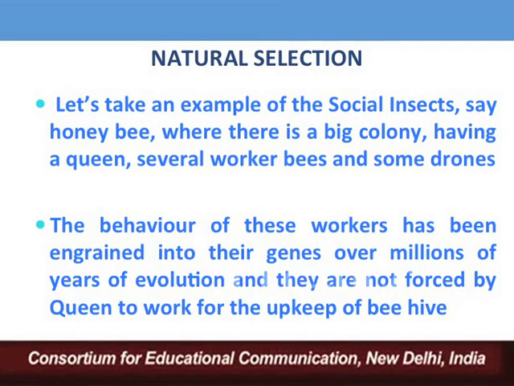And there are certain drones, small number of drones, which are basically the males which take part in fertilization of the queen when it goes swarming. So how does this happen that the worker bees have left their own chances of reproduction, and they have devoted themselves for the upkeep of the hive, for raising the young ones produced by the queen bee? And how did this particular behavior evolve? How did these type of genes come into selection, and how did they get selected? And they're continuing for millions and millions of years.